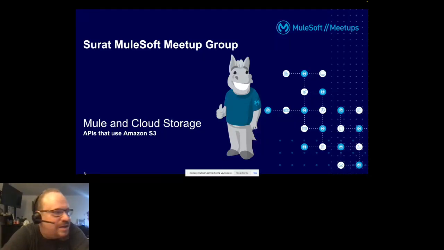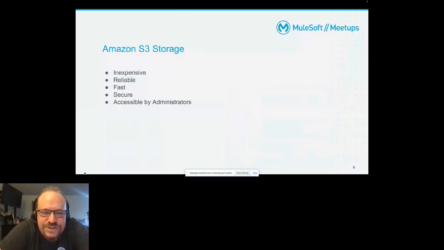So we're going to talk about cloud storage and S3, which is one way to make APIs that give you a way to access some place to put your data. We have a lot of options for cloud storage. Today, I decided to use Amazon S3 as the example.